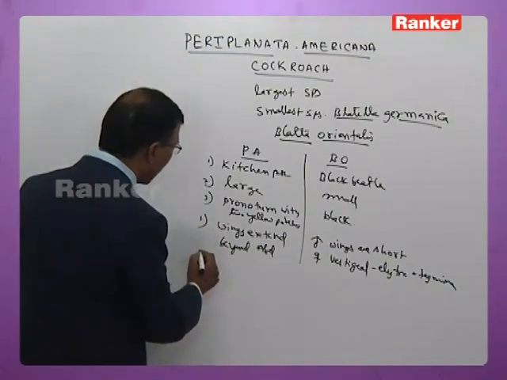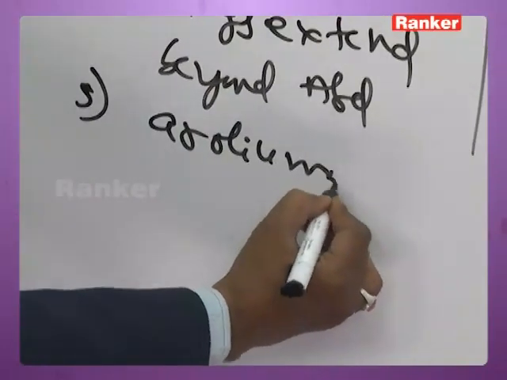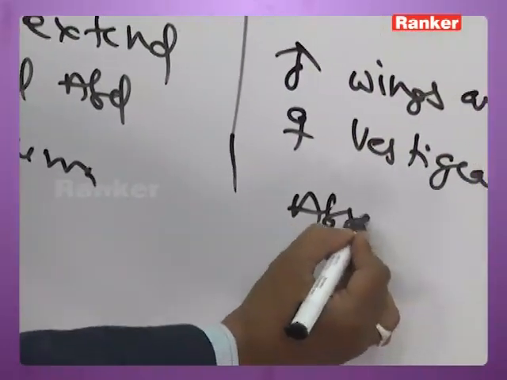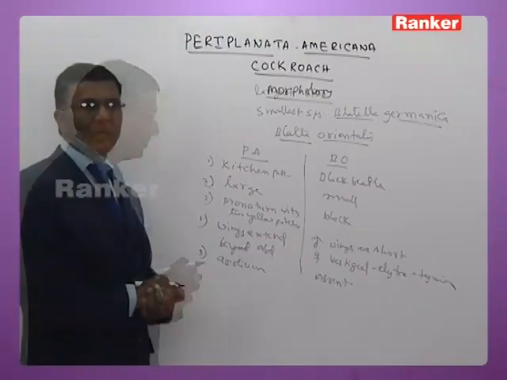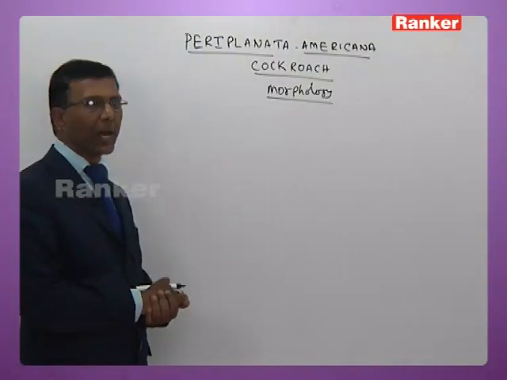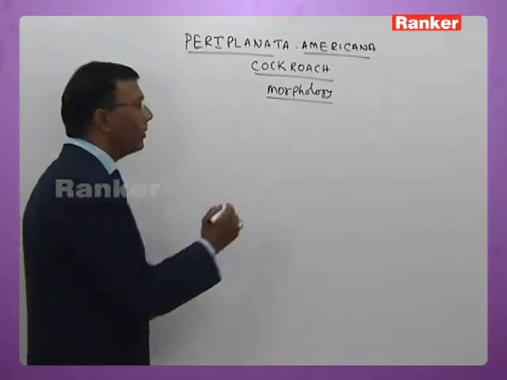Now, in Periplaneta americana, arolium is present in the legs. It is absent in Blatta orientalis. Certain important morphological features of Periplaneta americana: the body is divisible into head, thorax and abdomen.